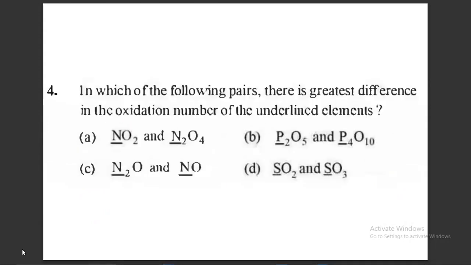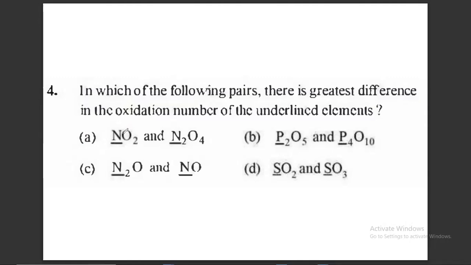Let us see question number 4. In which of the following pairs is there a great difference in the oxidation number of the underlined elements? The oxidation number of nitrogen in nitrogen dioxide and in its dimeric form is plus 4. That is, the difference in the oxidation state is 0. Whereas the oxidation number of phosphorus in the pentoxide and in the dimeric form P4O10 is also plus 5. The difference is again 0.